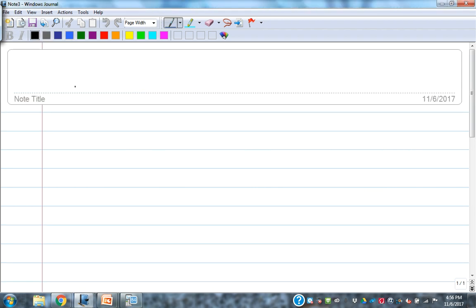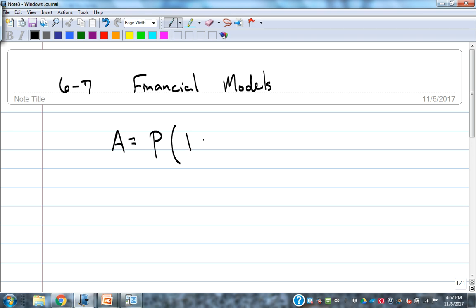All right, so we've done the techniques for solving. What we're going to do now is apply that to financial models, like savings accounts and IRAs and things like that. There's some financial formulas that can help you there. And this is section 6.7, financial models. Here's one of our formulas that we'll need to know. All right, I'm going to point at stuff and tell you what it means.